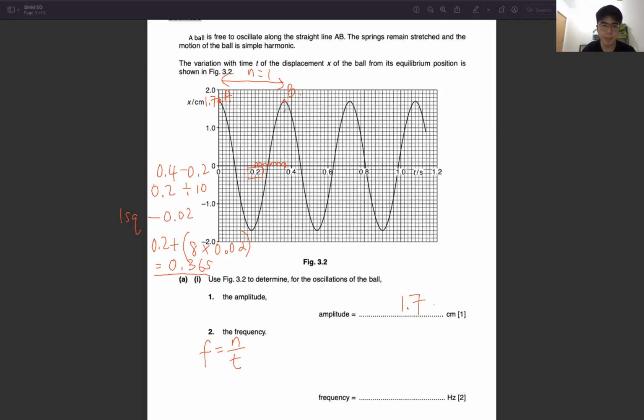Okay, 0.36 second is this one, 0.36. So that means n is 1, t is 0.36. Divide this, we get 2.78. Two significant figures, so I just put it as 2.8 hertz.